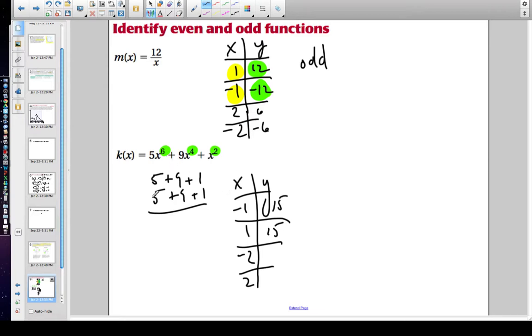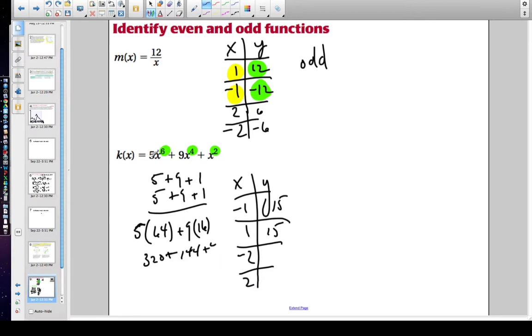2 to the 6th power is 64, times 5 is 320. -2 to the 4th power is 16, times 9. 90 and 54 is 144. And then -2 to the 2nd power is 4.